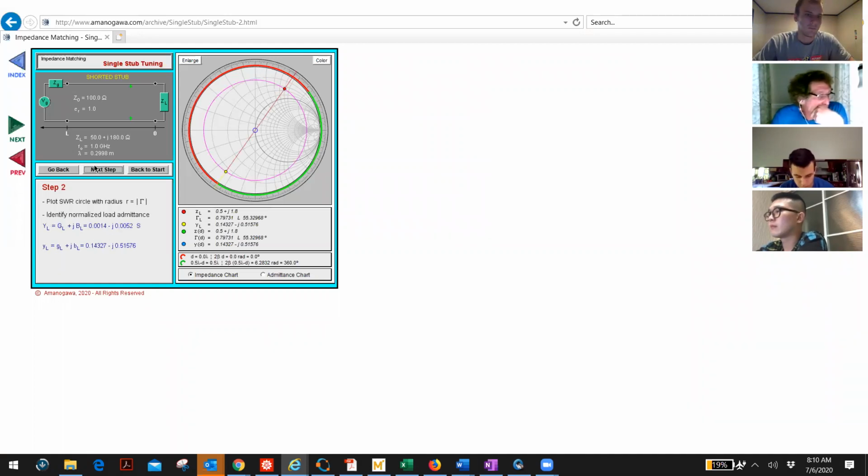The next step, you draw a circle that goes all the way around, and the radius would be from the center point to the point where Z, the normalized impedance, is. And then you go to the admittance point, right here. You all see this, class?